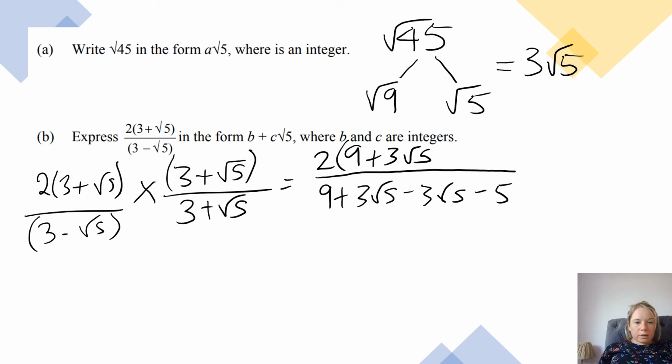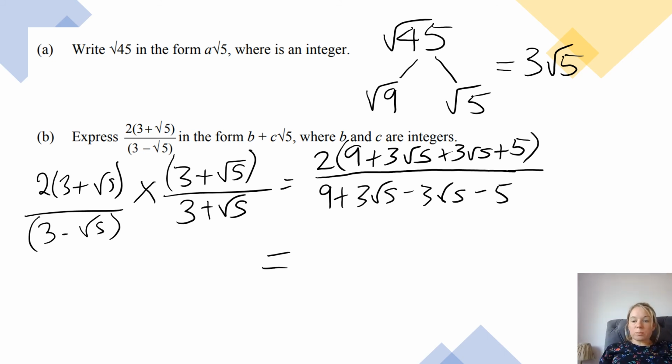And then, what have I done here? That times that. And then root 5 times 3 again. So it's the same thing again. And then plus root 25, which is just the square root of 25 is 5. Okay, let's close the bracket off.